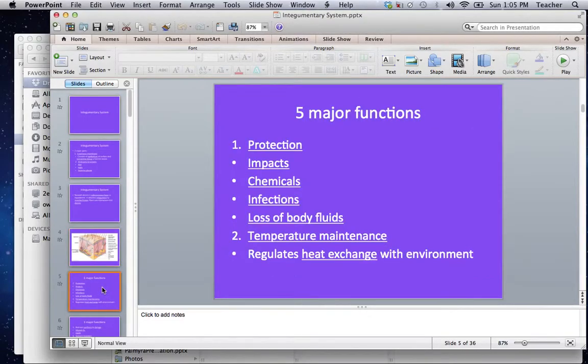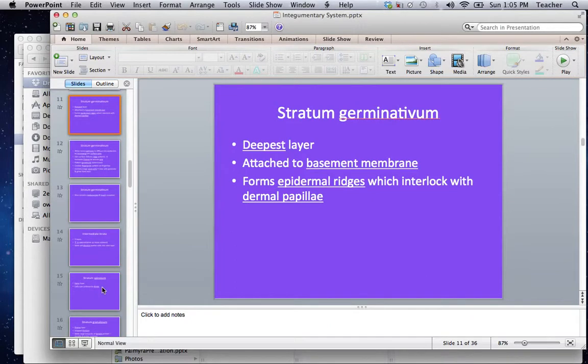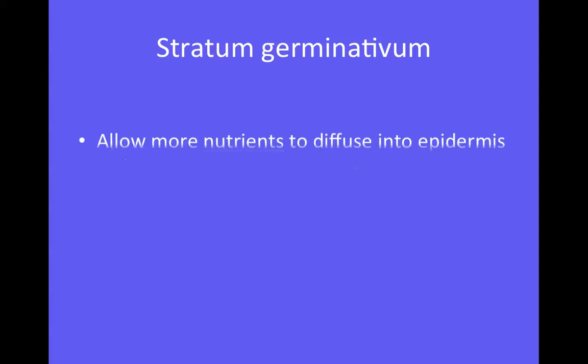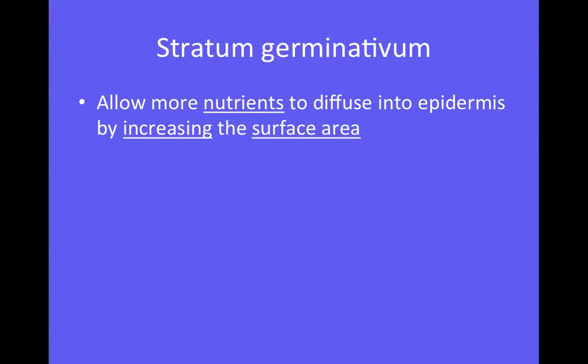Let me get back a little bit easier here. So we've got these epidermal ridges which actually interlock with the dermal papillae. And these are important because that wavy layer gives us more surface area, and therefore we can get more nutrients diffusing into the epidermis.